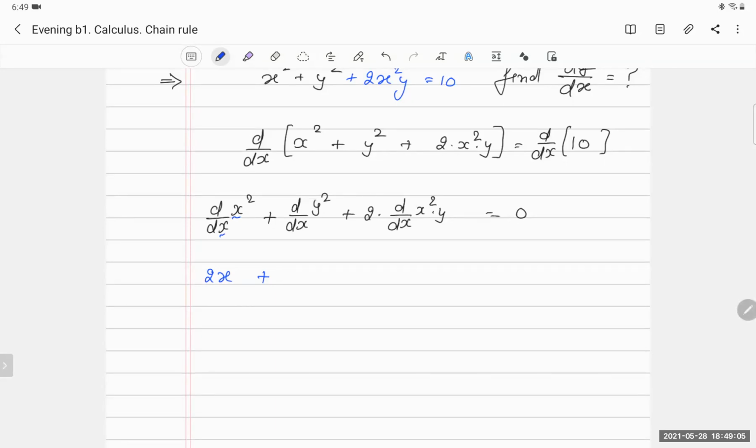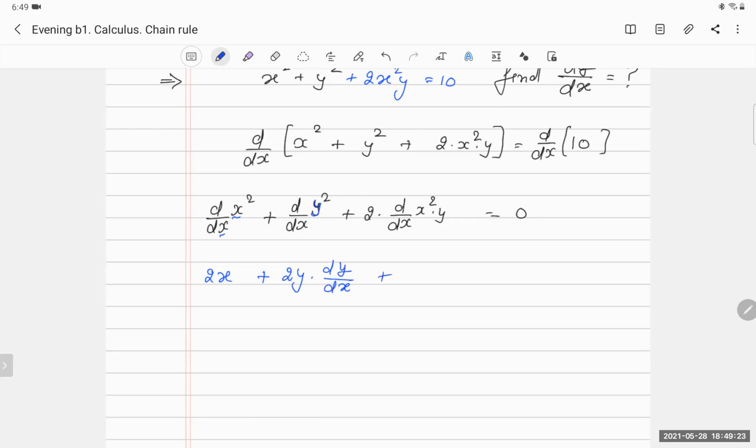No, wait. This is the square of something. So 2y dy by dx. Yes. So what is the derivative of a square? Sir, 2y, meaning 2 into 2y. Now I'm left with y.